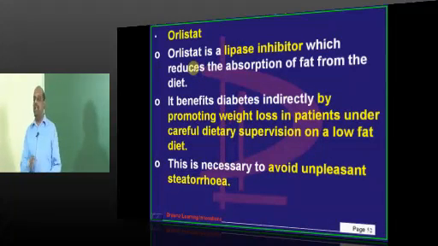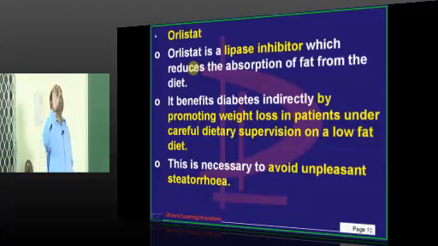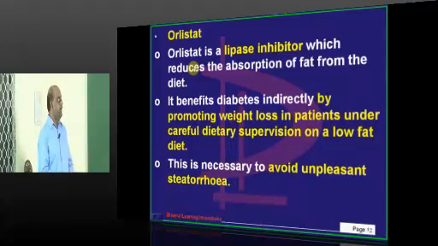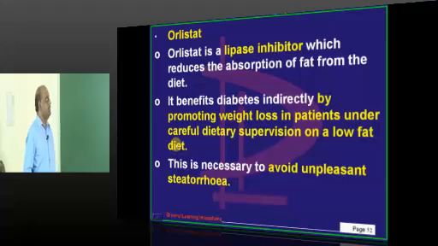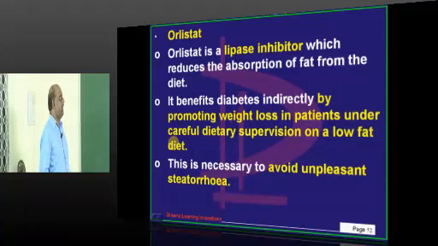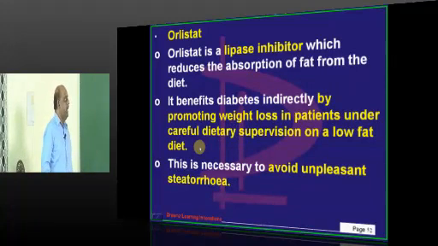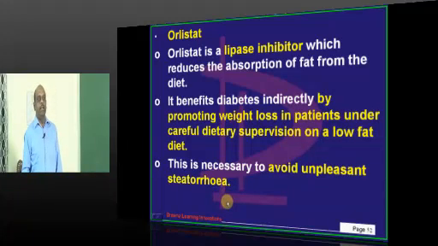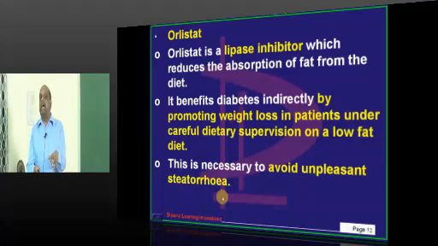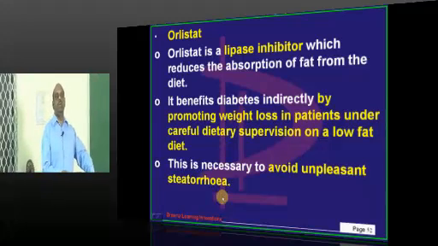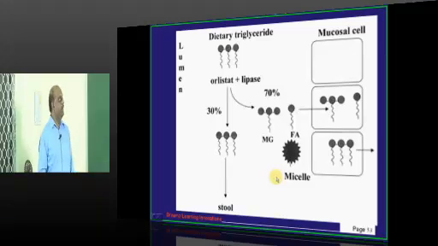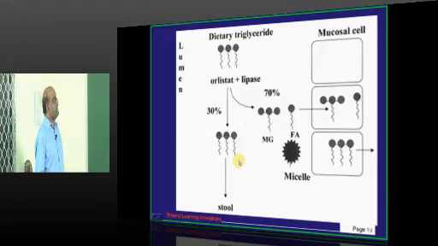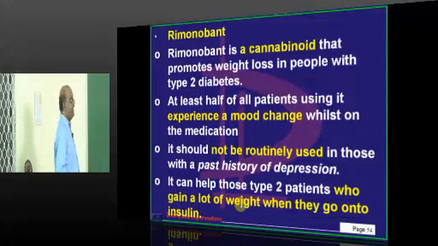Then another favorite question of the examiner is orlistat. What is orlistat, doctor? It is the lipase inhibitor which reduces the absorption of fat, and it typically benefits diabetics by promoting weight loss. All that fat which is no more absorbed will be lost in the stool, and that can lead to unpleasant steatorrhea, which can be the problem with orlistat. So orlistat is a lipase inhibitor, is what needs to be fundamentally remembered.